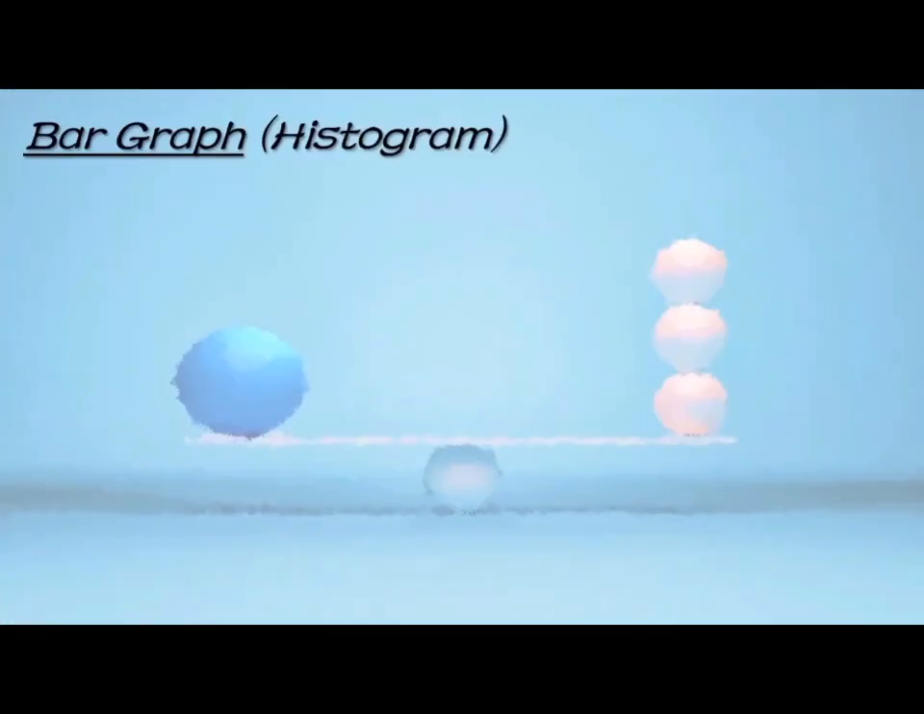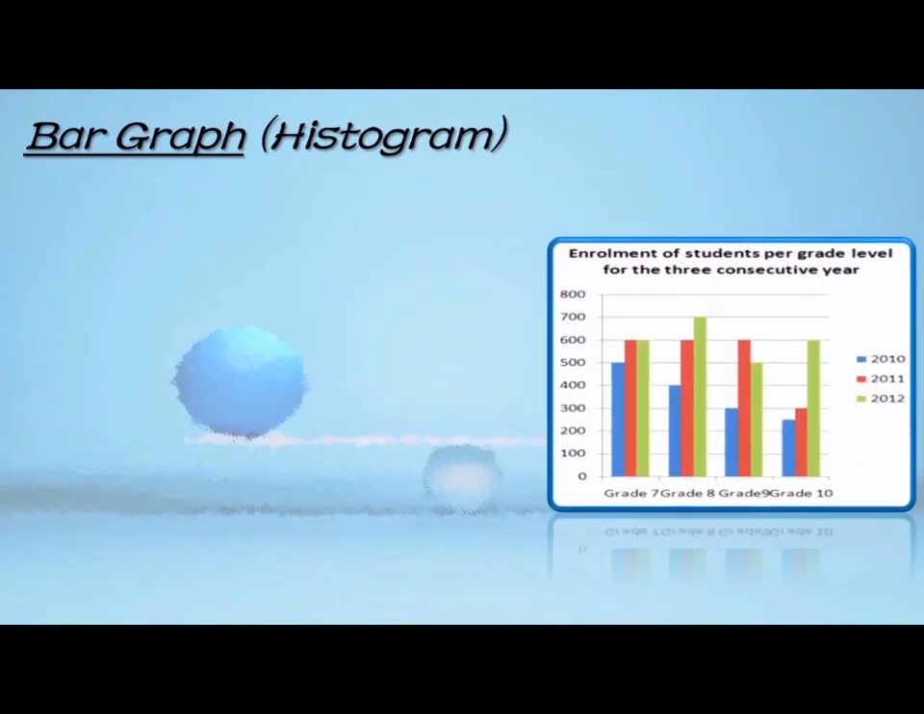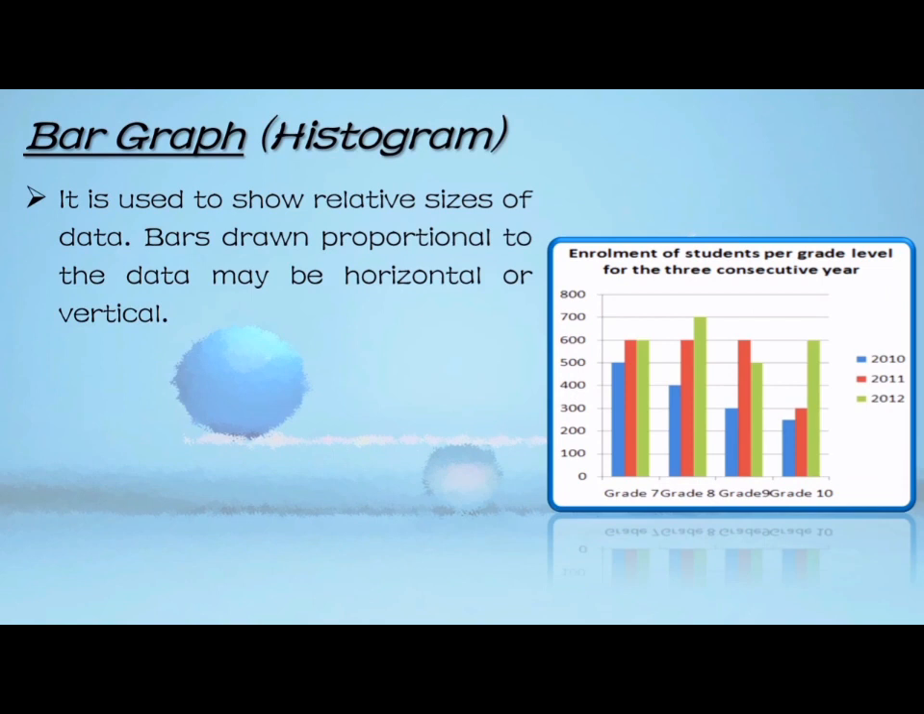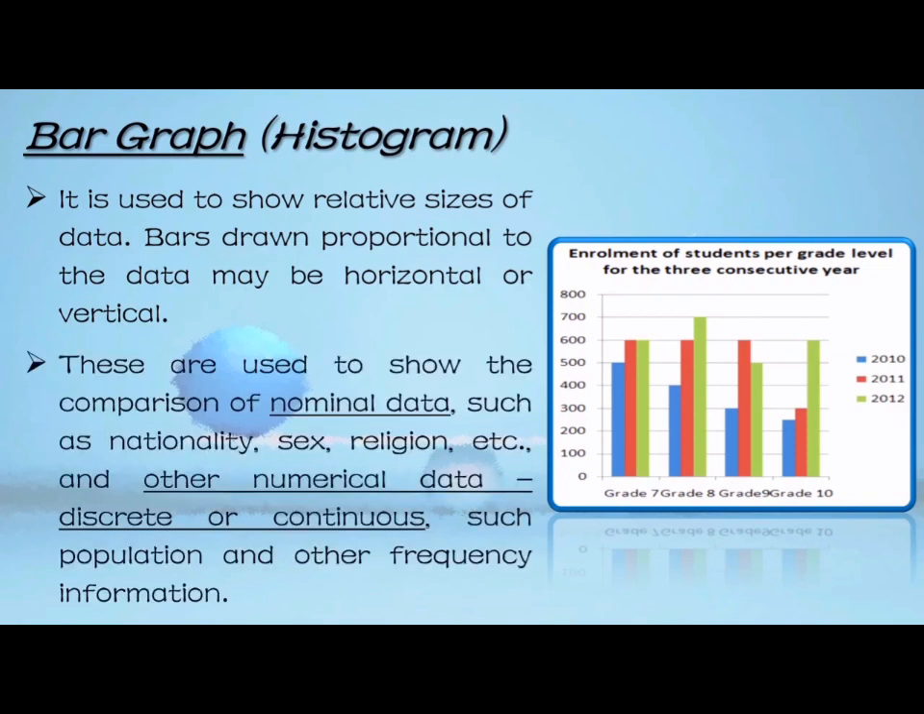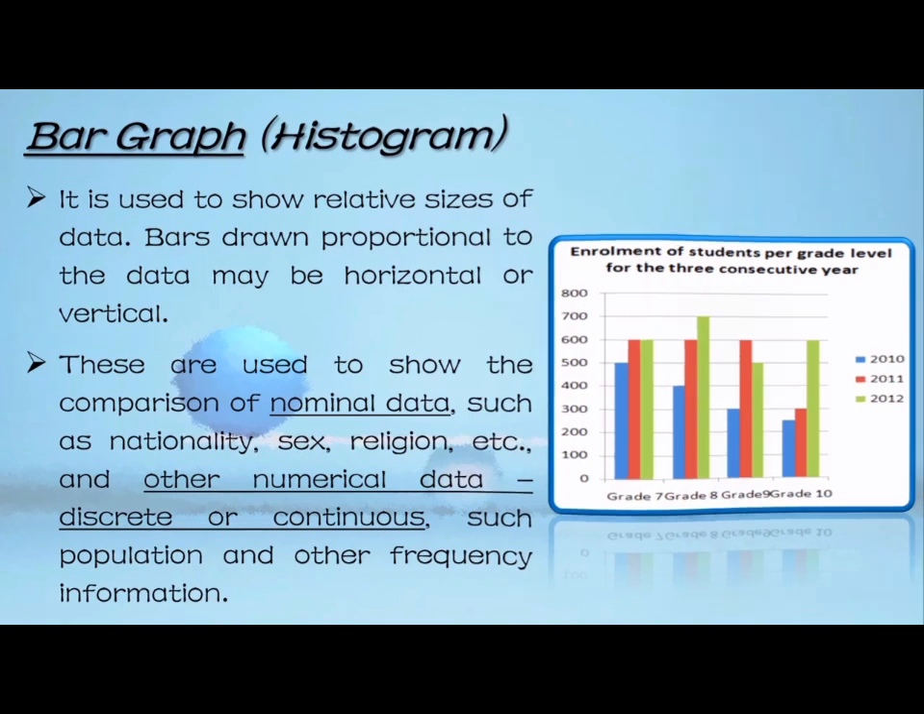Let us recall the different graphs. First is the bar graph, also known as histogram. It is used to show relative sizes of data. Bars drawn proportional to the data may be horizontal or vertical. These are used to show the comparison of nominal data such as nationality, sex, religion, etc., and other numerical data, discrete or continuous, such as population and other frequency information.